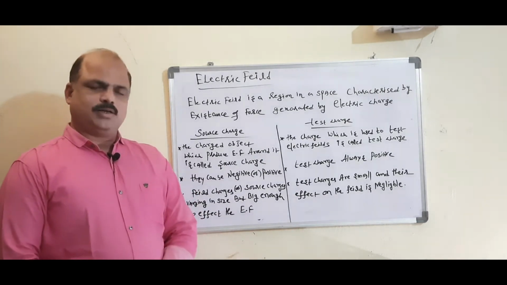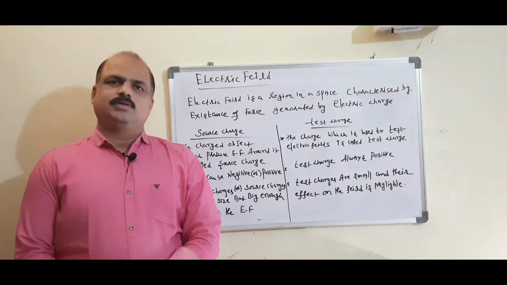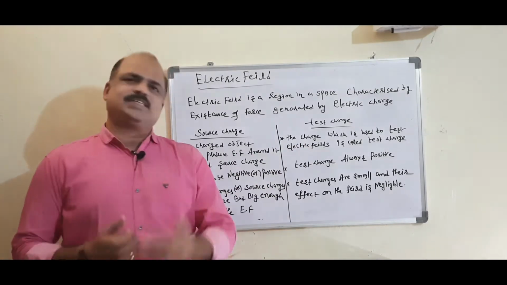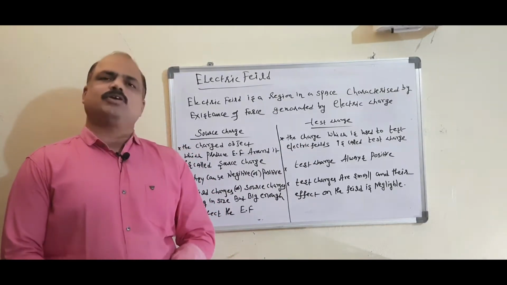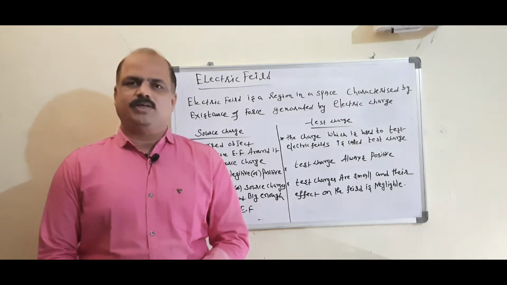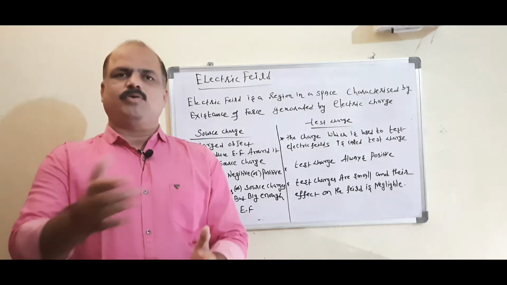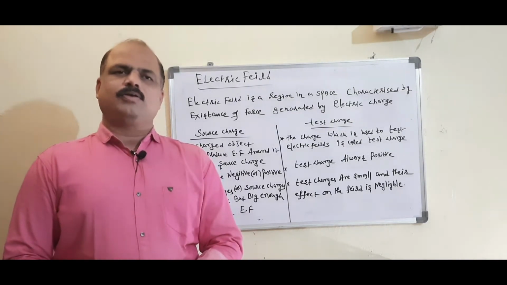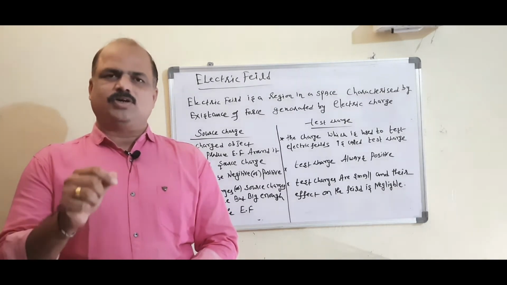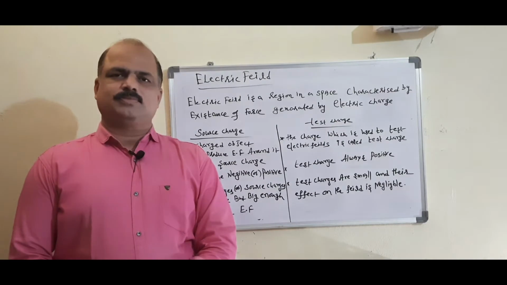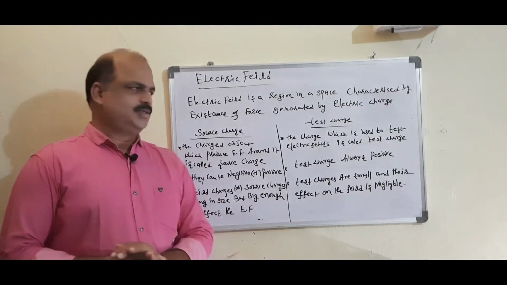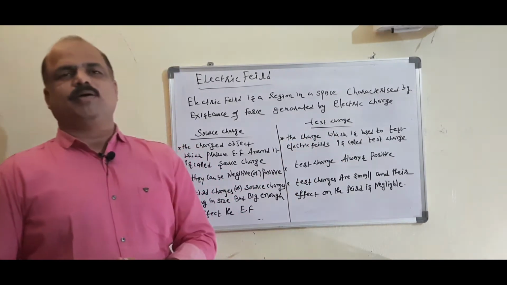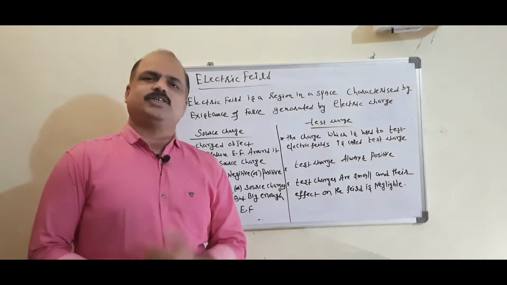Here we use another term, that is test charge. The name itself suggests it: the charge which is used to test electric fields is called test charge. For example, when we place a source charge at some point, it produces electric fields. To test that electric field, we use another charge. That charge is called test charge. So the basic definition: the charge which is used to test electric fields produced by the source charge is called test charge.